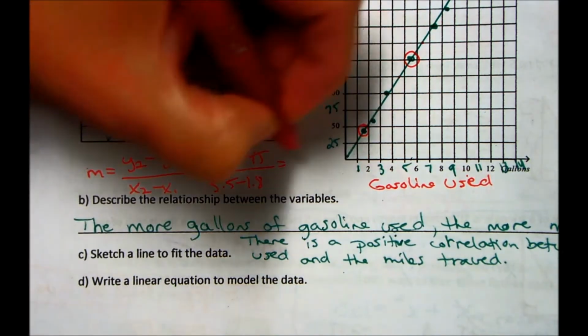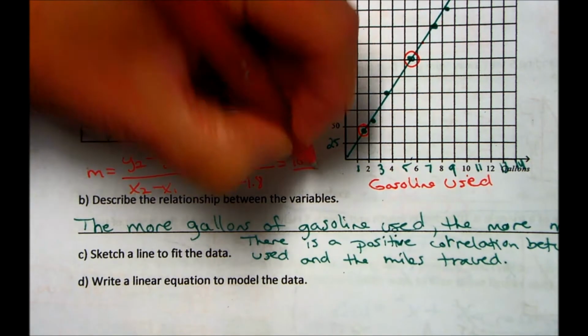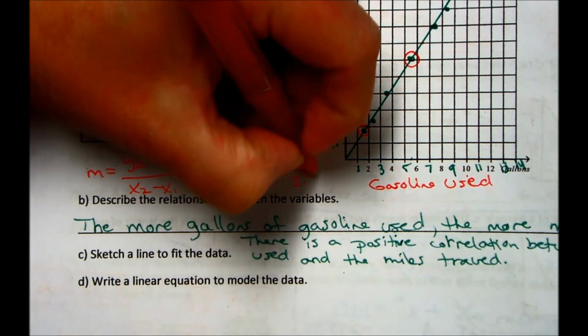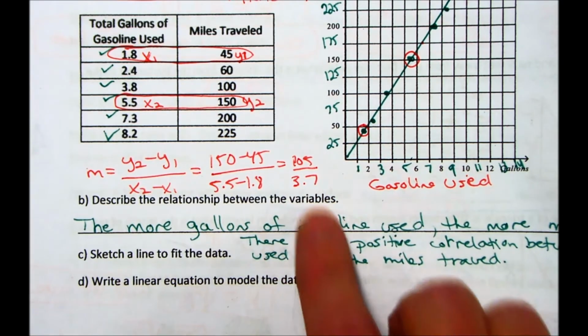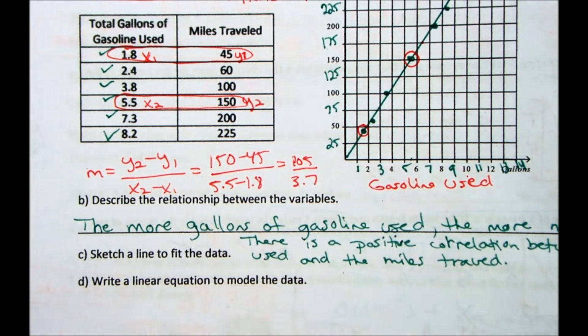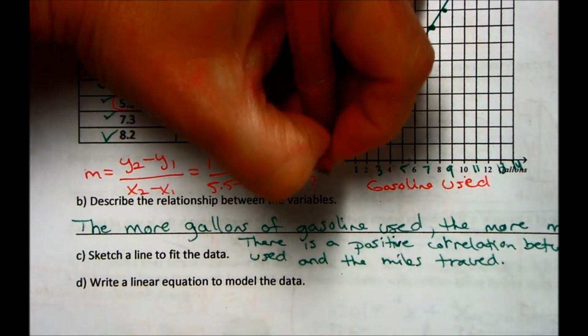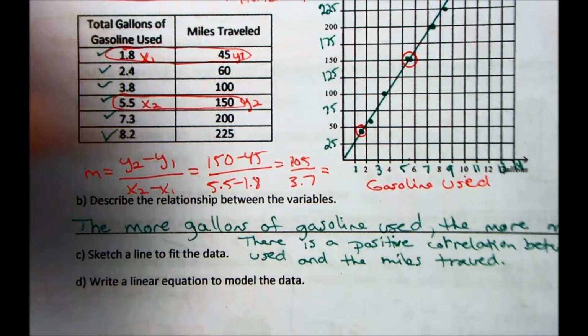So the 150 minus the 45 is going to be 105, and then the 5.5 minus 1.8 is 3.7. So then we're going to go ahead and divide that. It's not going to be a nice whole number, but that's okay. It doesn't really tell us what to round it to, so we're going to round to the tenths. So when I divide here and round to my tenths, it's going to be 28.4.